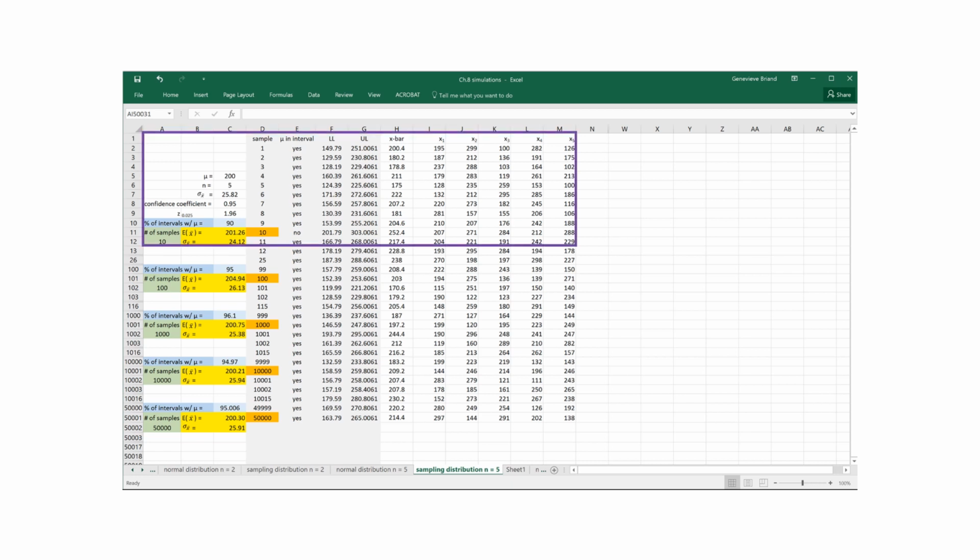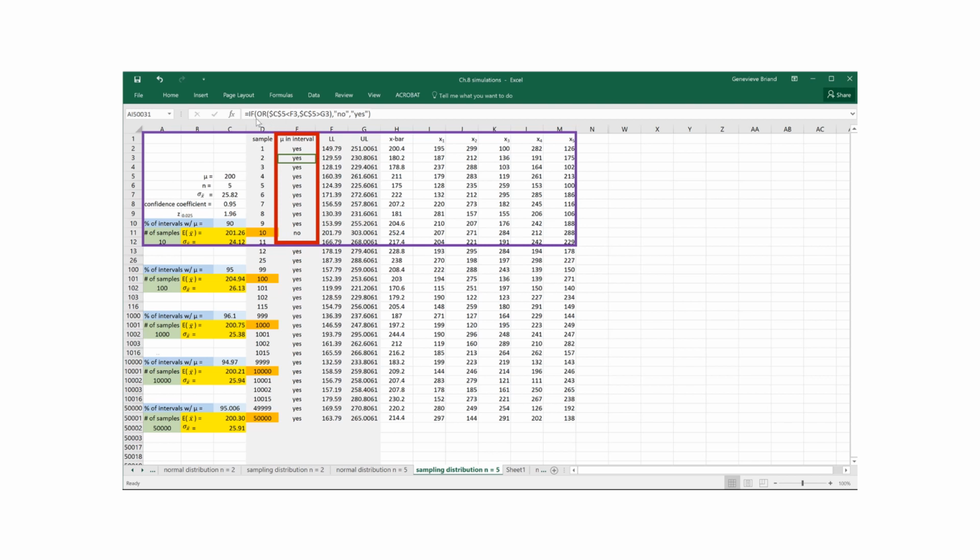I have expanded our simulation from last time. So this is sample size n equal 5. Last time we used size n equal 2. I have added the computation of interval estimates, lower limit and upper limit based on the sample means, x bars. Then I use the Excel function IF and nested in it the Excel function OR to figure out for each interval estimate whether or not the population mean was included in it.